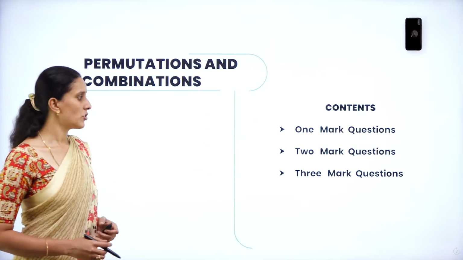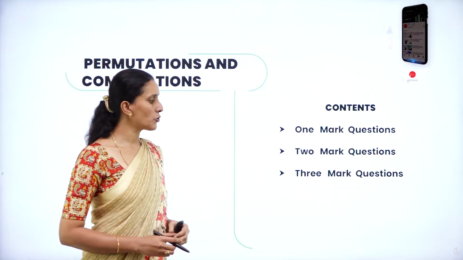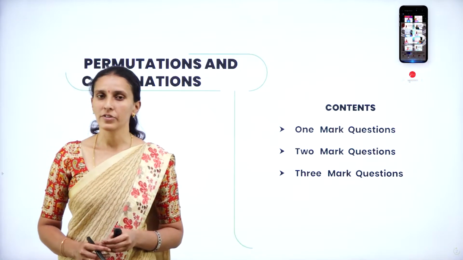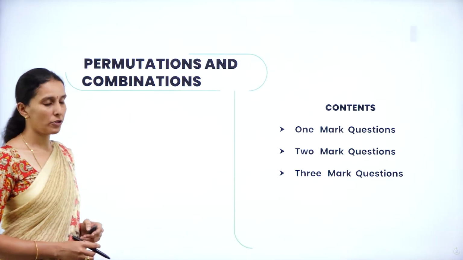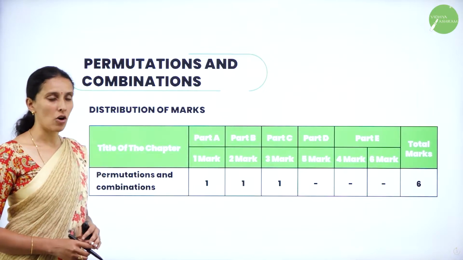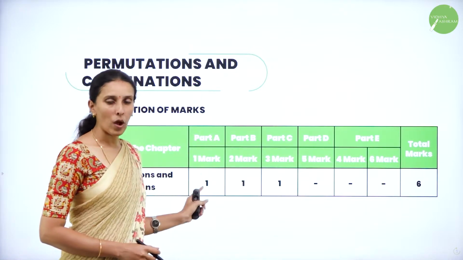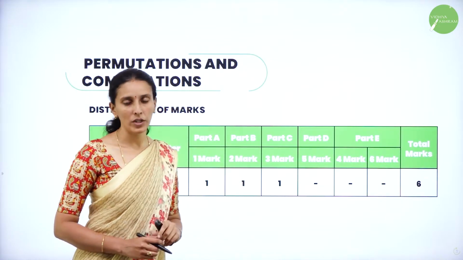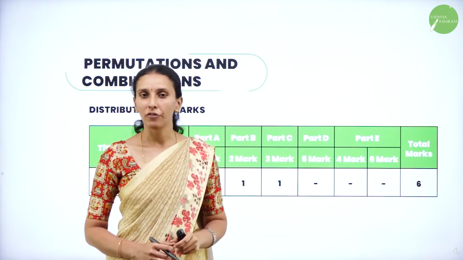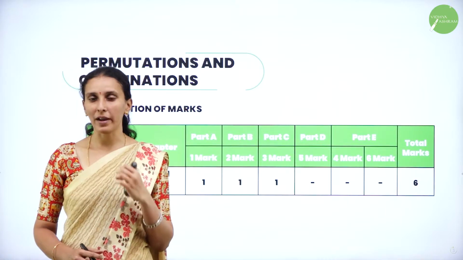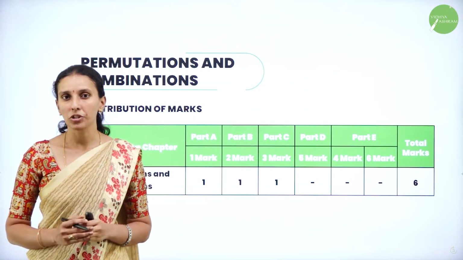So in this session, we will be discussing 1 mark, 2 mark, 3 marks questions which are carried out from this chapter. So let's see the distribution of marks from this chapter. From the chapter Permutations and Combination, you will be having 1 1-mark question, 1 2-mark question and 1 3-mark question, total 6 marks from this chapter. So let us discuss what are the questions you may expect from the examination point of view.